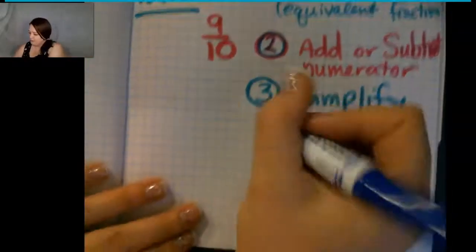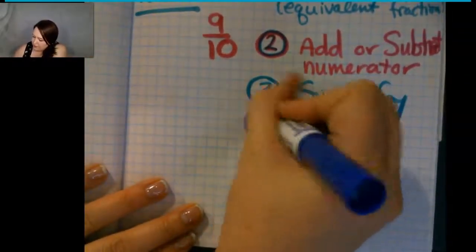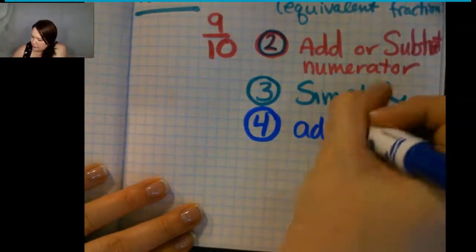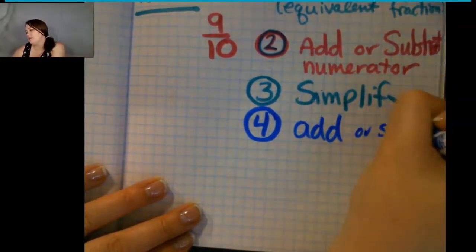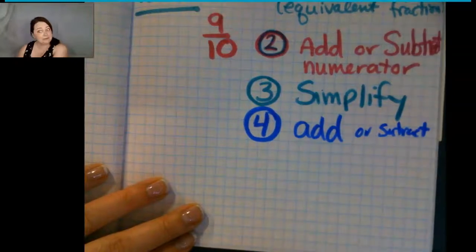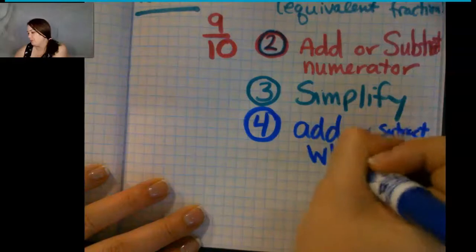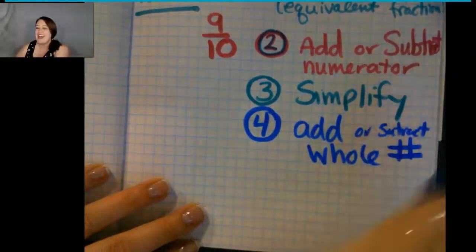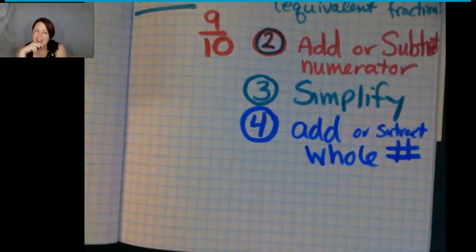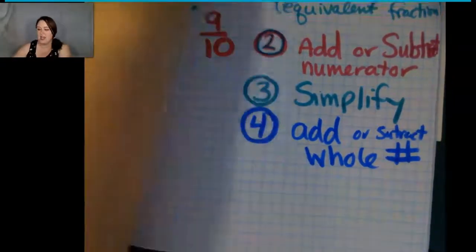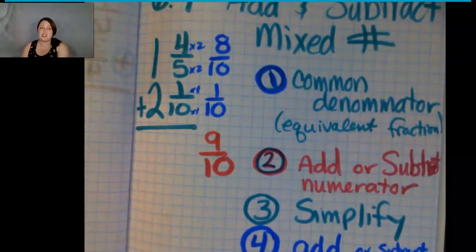Okay, step 4. Add or subtract, made it this time, whole number. I'm 90% sure today you're not going to need to borrow or regroup, whatever you want to call it, from the ones to give it to the fraction. You shouldn't have to do that today. Today's merely about being introduced to adding and subtracting mixed numbers.